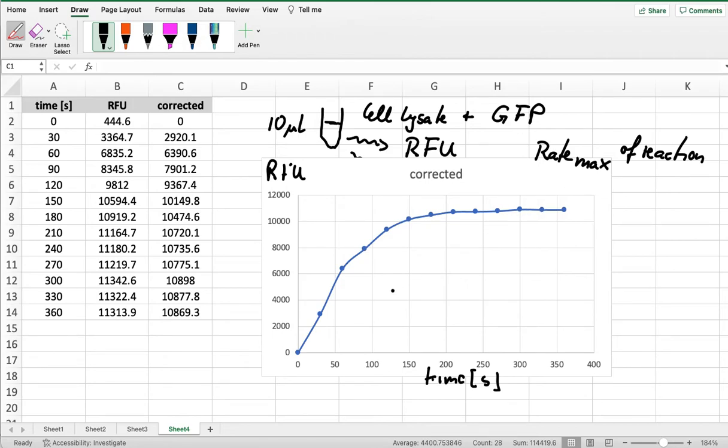And so here we've got our trace, what is produced, and what we are seeing here is really the amount of the green fluorescent protein that is produced. So now we need to think about how we can actually work out what this maximum rate of this GFP production is. And that will be discussed in the next video.